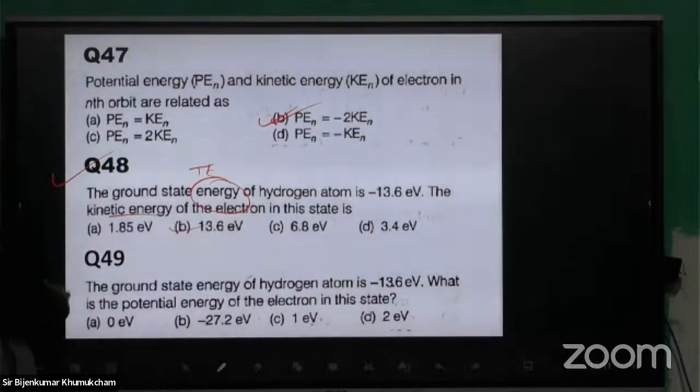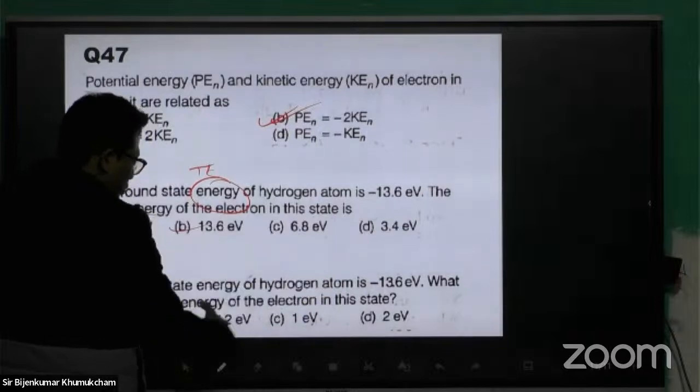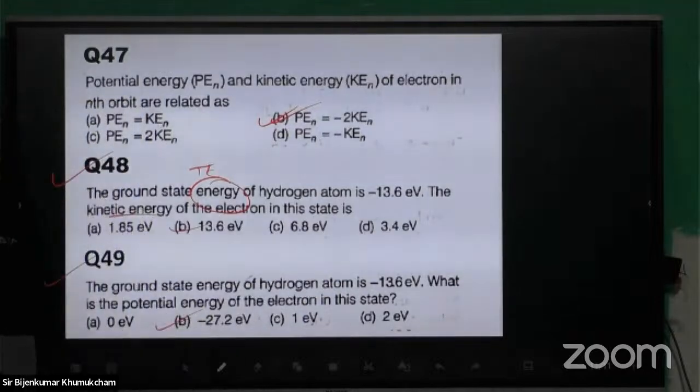Right, next, question number 49. The ground state energy of the hydrogen atom is minus 13.6. What is the potential energy? Potential energy is twice the total energy, so multiply by 2. Minus 27.2. This is your answer.